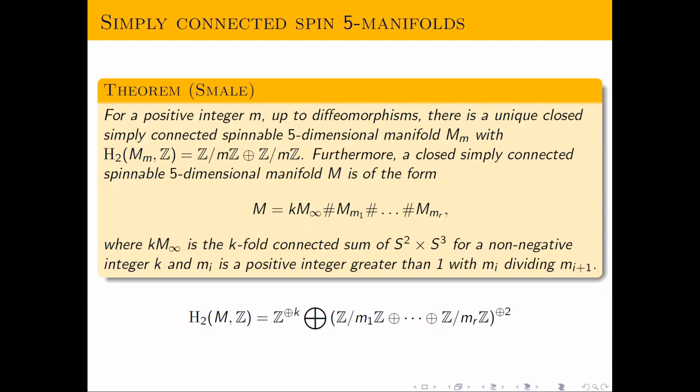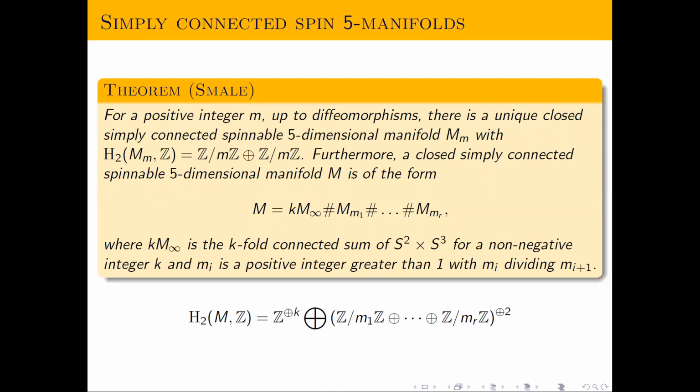So to be precise, what Smale proved in the 60s. For a given positive integer m, there is a unique closed simply connected spinnable 5-dimensional manifold M, whose second integral homology group is like this. And furthermore, every closed simply connected spinnable 5-dimensional manifold is like this.